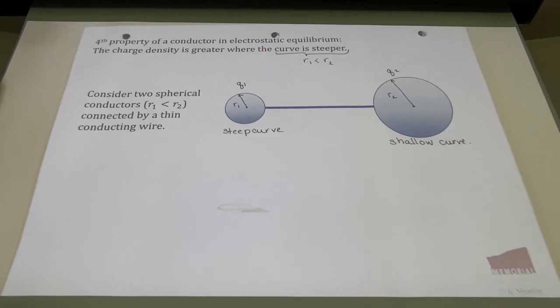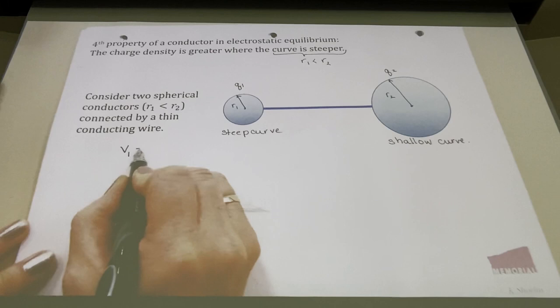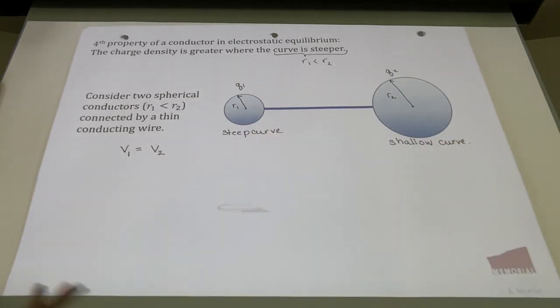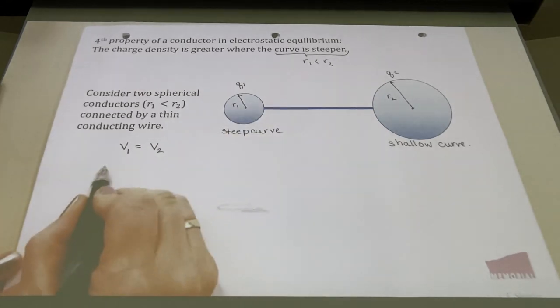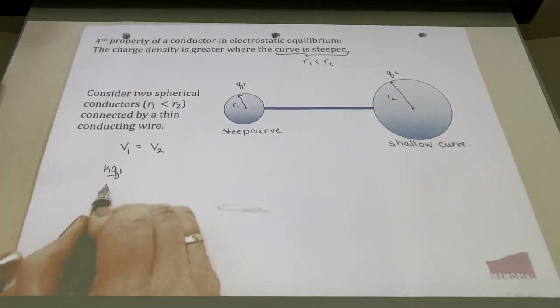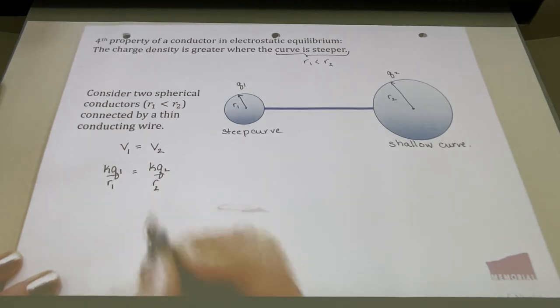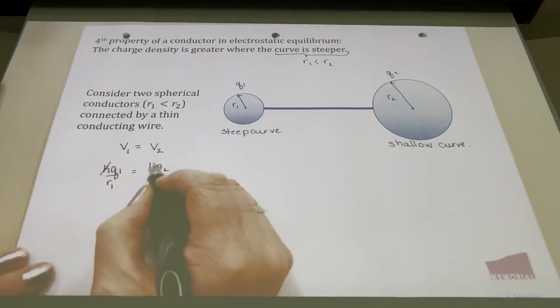The thing we know about conductors is that they all have to be at exactly the same potential. That's something we've already shown. So we start with the premise that the potential of one is equal to the potential of two, because everything is conducting and touching, and an entire conductor is all at the same potential. The potential on the surface of one is K times Q1 divided by R1. The potential on the surface of two is K times Q2 over R2. We've got K on both sides, so those cancel.